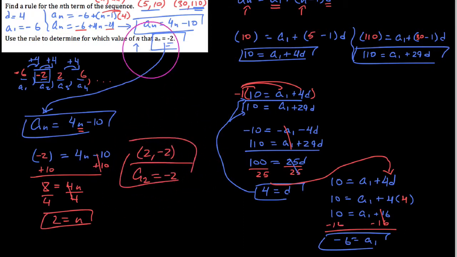So we were able to determine this just by finding the rule first and then substituting in the value we know to solve for the value we don't know.